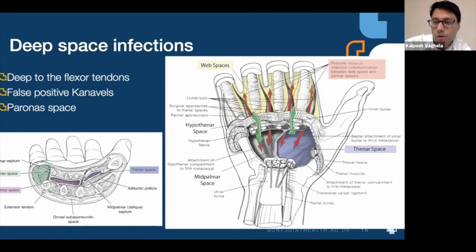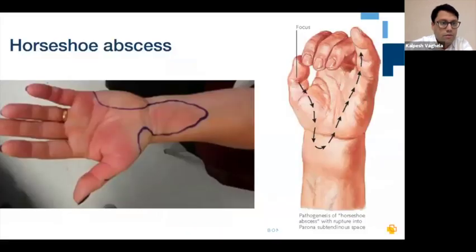They can give you false positive Kanavel signs. So you think they've actually got a flexor sheath infection, but they really don't. And sometimes you go ahead and explore the flexor sheath and there's no pus there. So it makes you think, where is the pus? Clearly this patient's got infection somewhere, but what is it? So you need to start thinking about these other deep spaces, and they're quite difficult to diagnose. There's also interconnection between these spaces, which can cause specific types of abscess, which I'll touch upon in a second. One of these specific conditions is called a horseshoe abscess.